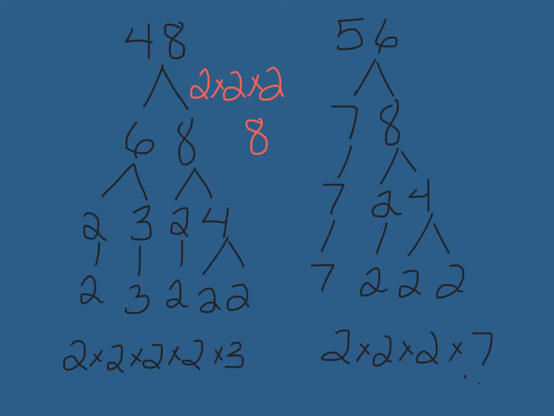Remember, I didn't use this 2 because there wasn't another one on this side, and I didn't use the 3 because there wasn't a 3 over here. I didn't use a 7 because there was no 7. You're looking for the common numbers between both of them, and then the greatest amount that they both share. Let's take a look at one more.